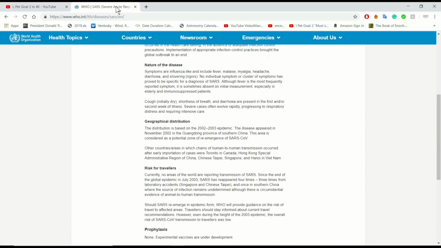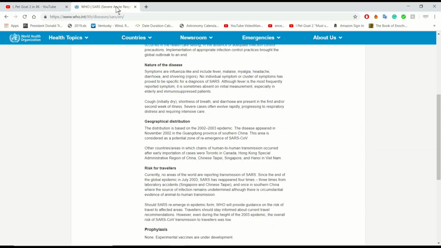So symptoms are influenza-like and include fever, myalgia, headache, diarrhea, and shivering. No individual symptom or cluster of symptoms has proved to be specific for a diagnosis of SARS. Although fever is the most frequently reported symptom, it is sometimes absent on initial measurement, especially in elderly and immunosuppressed patients. So absent on initial measurement would be initial diagnosis. The cough would be initially dry, shortness of breath and diarrhea are present in the first and or second week of illness. Severe cases often involve rapidly progressing into respiratory distress and requiring intensive care.